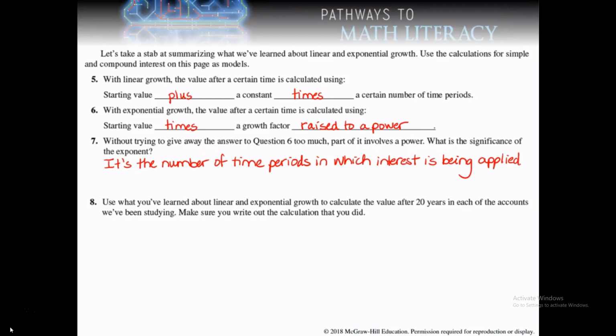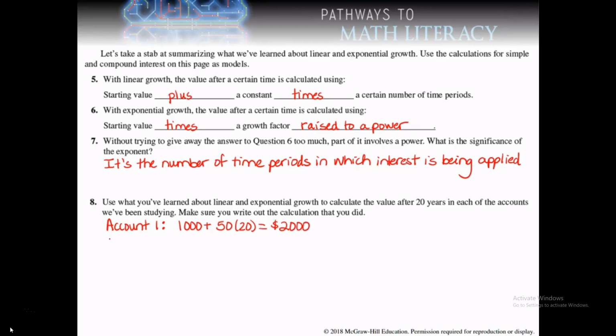In 8, okay, so let's wrap this up and use what we've learned about linear and exponential growth to calculate the value after 20 years for each of those accounts. Well, for account 1, that was the simple interest account. So that's the one where we're adding $50 every year. So we started with $1,000 and we're adding $50 times 20 years, and that's going to come out to $2,000.